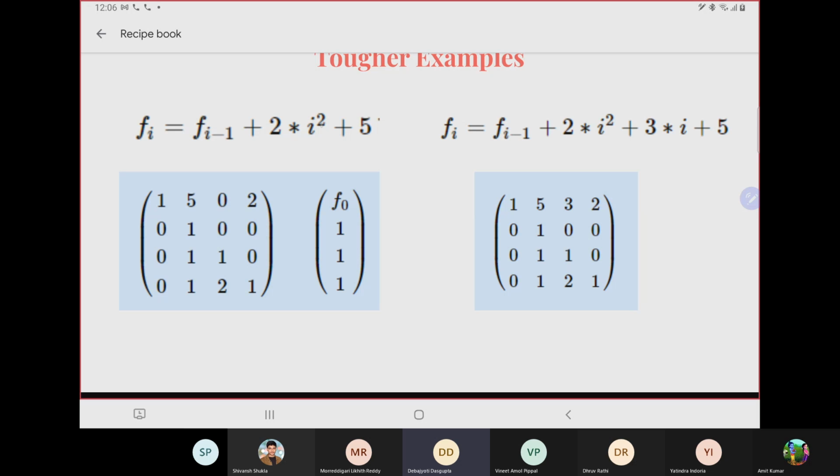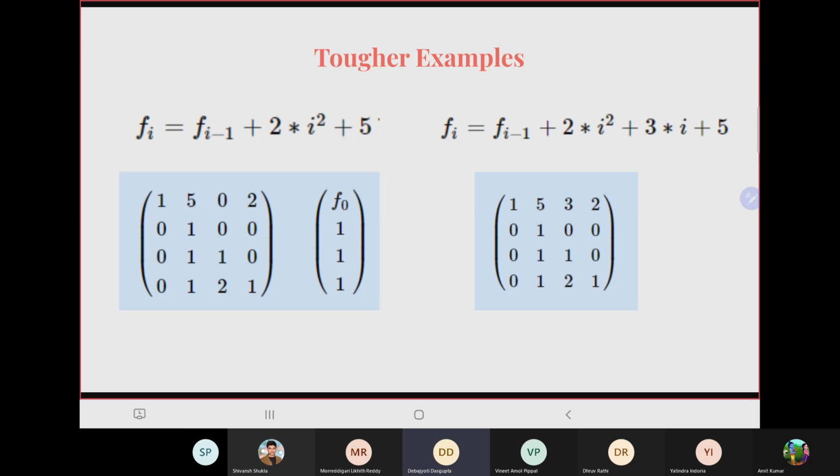Since here it was I square, it can be written as 0 into I power 1 also, and 5 into I power 0. So there are 3 terms, we add 3 ones, 1, 1, 1. And by a similar method, we will be transforming F0 to F1, 1, 1, 1. For the first row, you will apply the transformation as above, and for the next terms, you will apply the transformation by the same method that I explained.